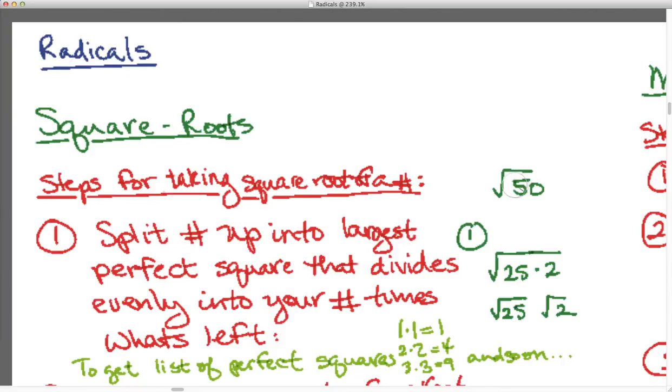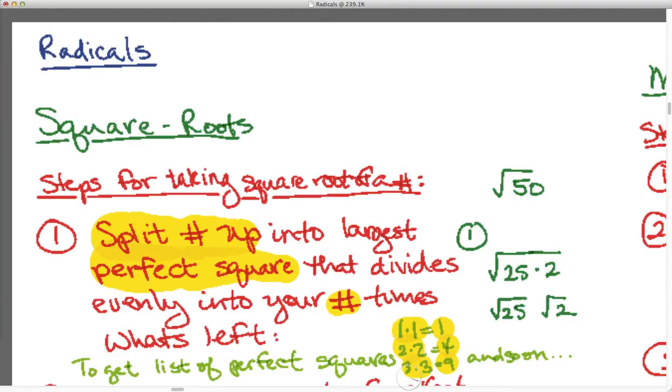If I had the square root of 50, for instance, what would I do there? Well, the first thing you want to do is split that number up into the largest perfect square that divides into that number, in this case 50, and times what's left. If you don't know how to get a list of perfect squares, just do 1 times 1. That'll give you one perfect square. Then the next one's 2 times 2, 3 times 3, and keep on going.